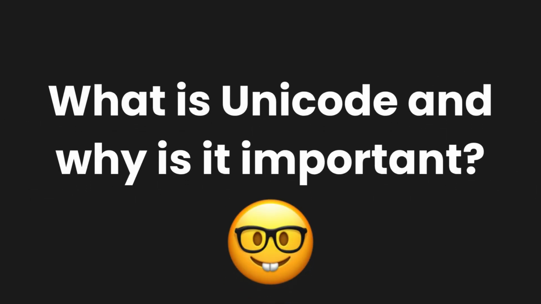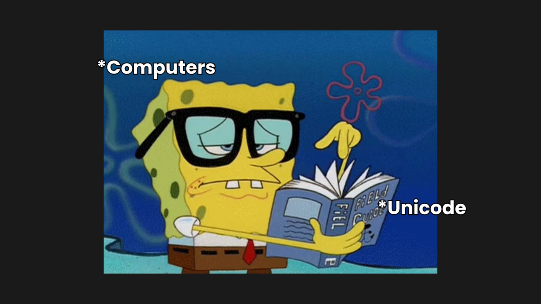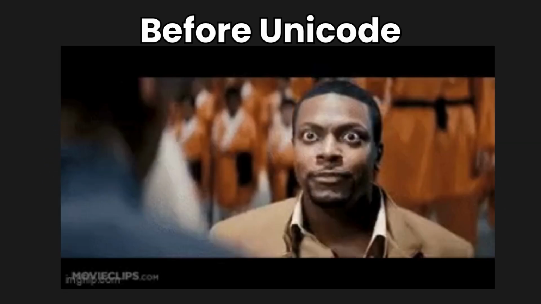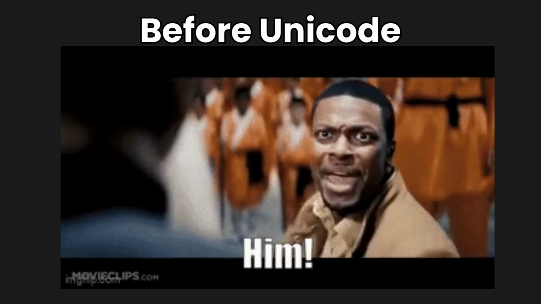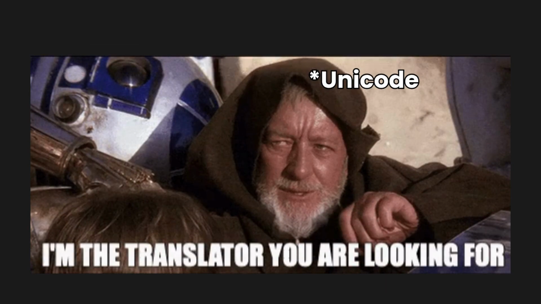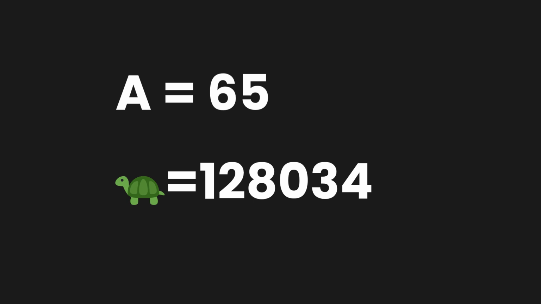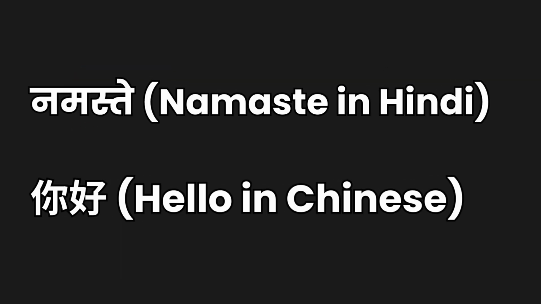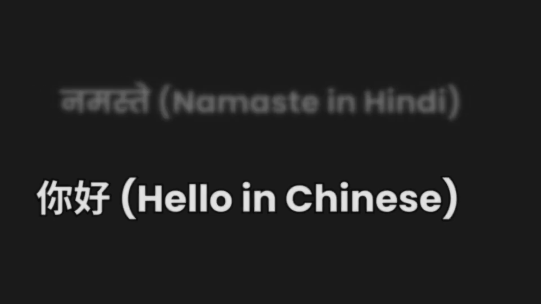Let's break it down. What is Unicode and why is it important? Unicode is a big rulebook that tells computers how to understand letters, emojis, and symbols. So we can all talk, text, and code with the same language, no matter where we are. Before Unicode, computers in different countries didn't always understand each other. So Unicode said, let's give every character its own number. For example, capital A is number 65 and a turtle emoji is number 128034. Now every computer knows what you mean when you type a dog emoji, namaste in Hindi, or hello in Chinese.